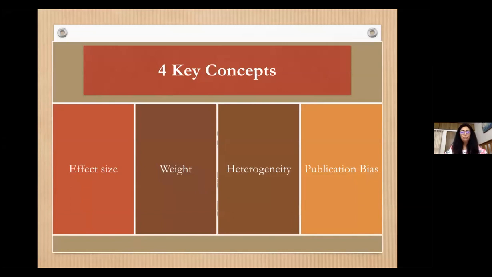So we need to know 4 key concepts before we combine the studies. First is the effect size. Then we have to add a weight to the effect size depending on what model we choose to combine. That further depends on the heterogeneity. And also we need to know about publication bias, right?